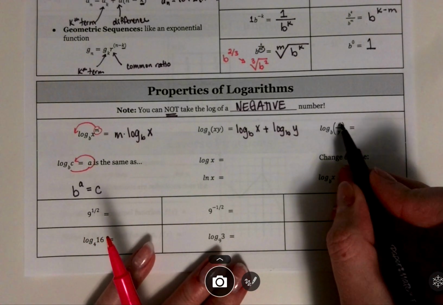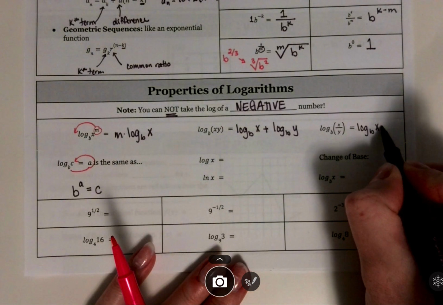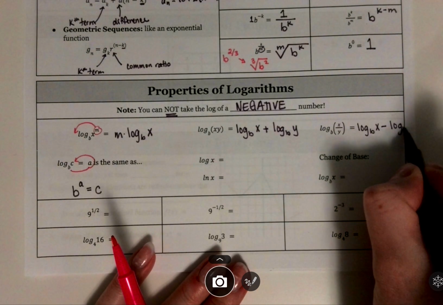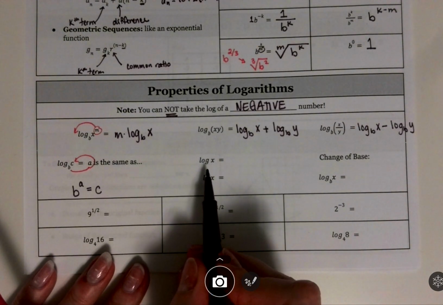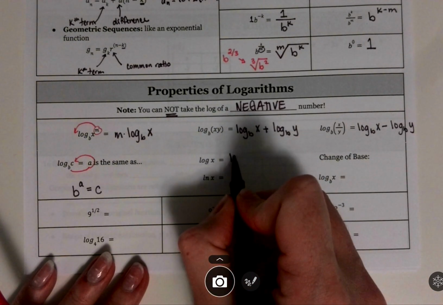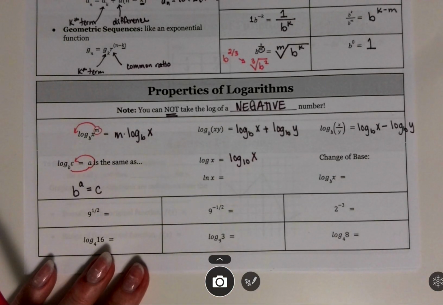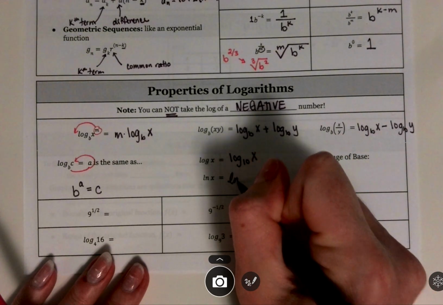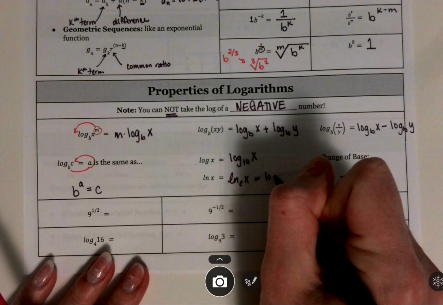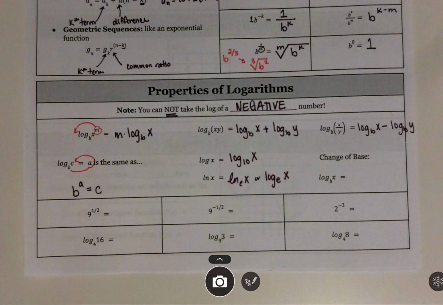Log base b of x divided by y would turn into log base b of x minus log base b of y. When I have a log without a base noted, we know there is an invisible 10. So that would be log base 10 of x. And then a natural log has an invisible base e. I have seen it written both ways. Either way, we have a base e on a natural log.